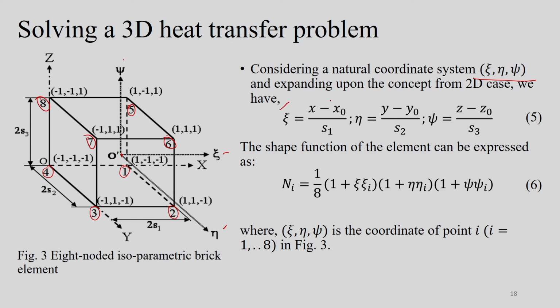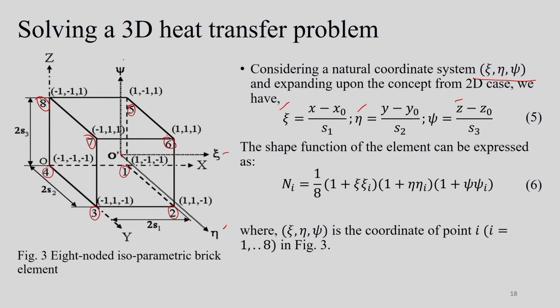So, xi equal to x minus x0 by S1, and similarly eta and psi also in terms of x, y and z. These are the variables, and x0, y0, z0 is the coordinate of the centroid. That is the way we can make this transformation, and S1 and S2 are defined such that twice S1 represents the edge length. Here you can see the twice S1, this is along the x axis, the edge length, the distance between node 2 and 3. So, that is twice S1. In that respect we can consider S1, S2 and S3 in a similar way.